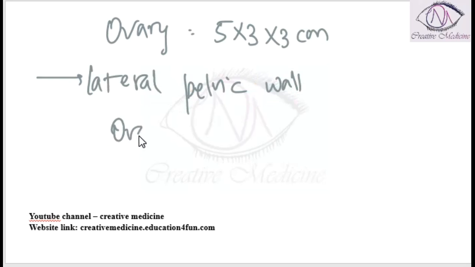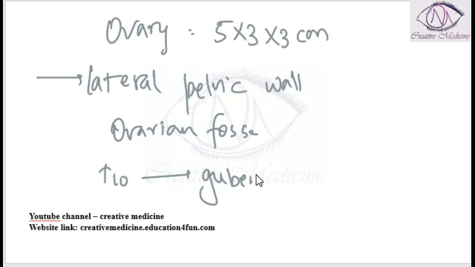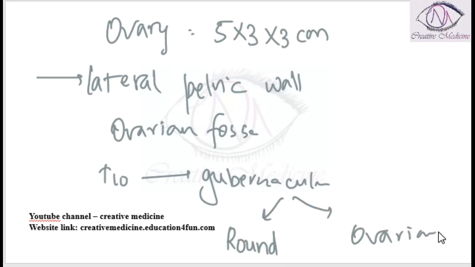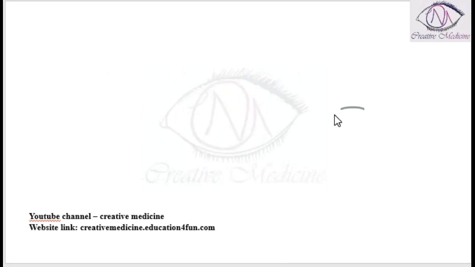During intrauterine life, the ovary is present near the T10 segments, from where it descends into the pelvis with the help of the gubernaculum. During the descent, the gubernaculum is divided into two segments by the uterus, namely the round ligament and the ovarian ligament. The ovarian ligament connects the ovary to the angle of the uterus.